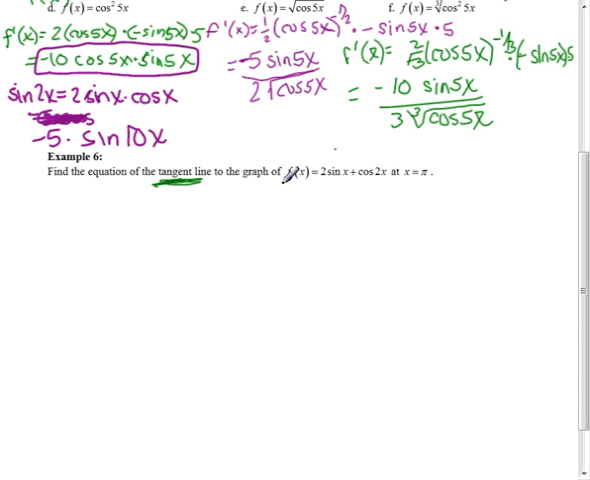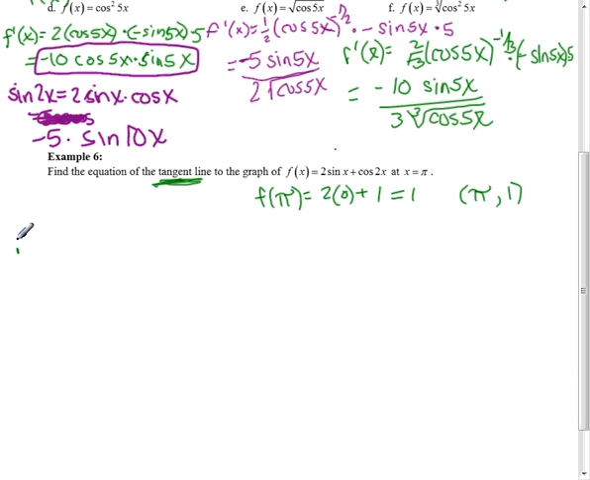We might as well start off finding our point. We only know the x value. So if we plug in pi, 2 times sine of pi. Well, sine of pi would be 0, so 2 times 0 is just 0, plus cosine of 2 times pi, which would be 1, so f of pi is 1. So that's our point, pi, 1. Now we just have to worry about finding our slope of the tangent line.